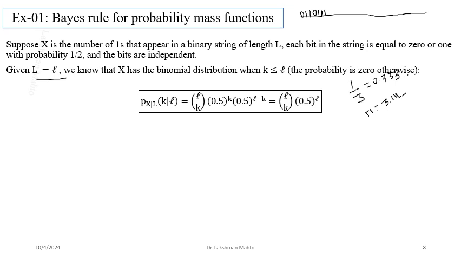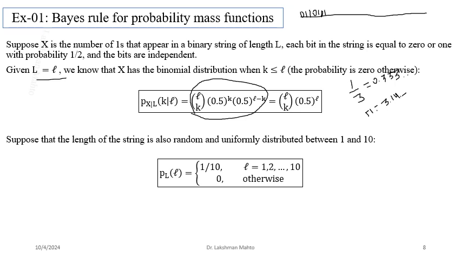When L is fixed, X is the number of ones. Call it success. So that means X is the number of successes. What does it mean? For a fixed L, one observed value of L, X is binomially distributed. X is the number of ones. So for a given L, or observed L, X is distributed in a binomial framework. This is the binomial distribution. So what is variable here? You are talking about one given L. So what is variable here? K is variable. Okay. Fine.